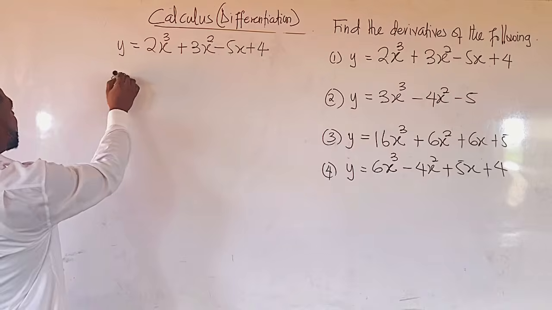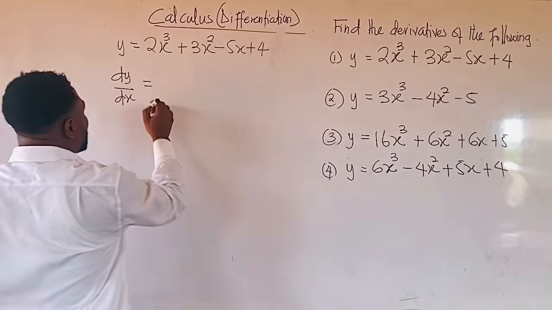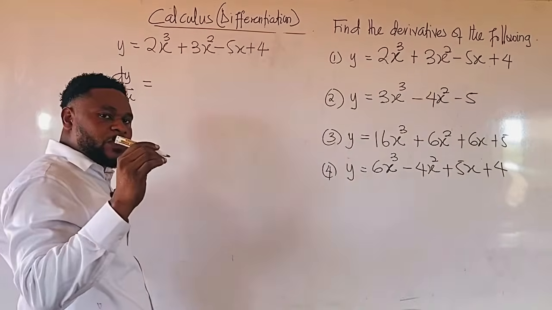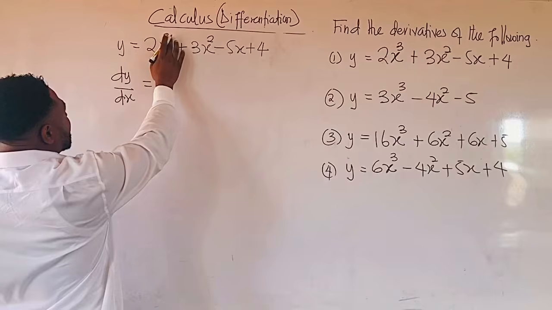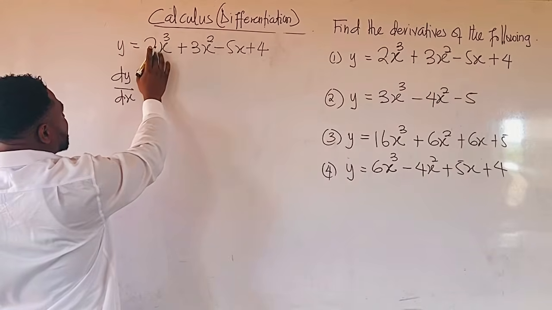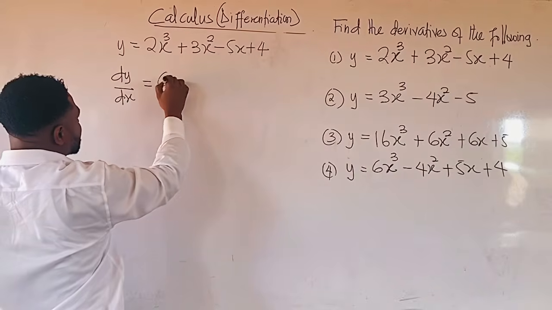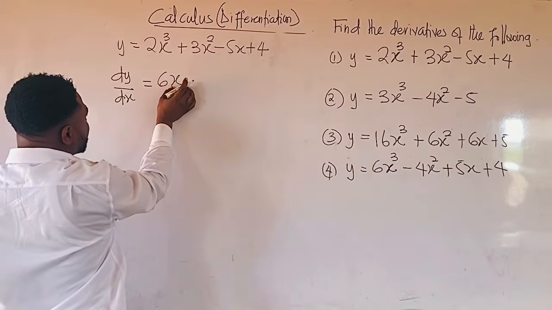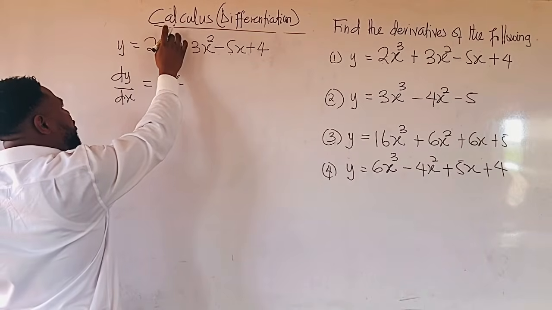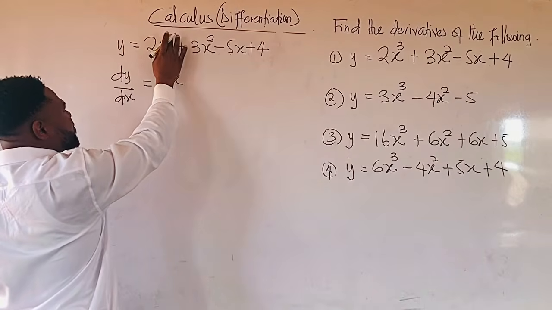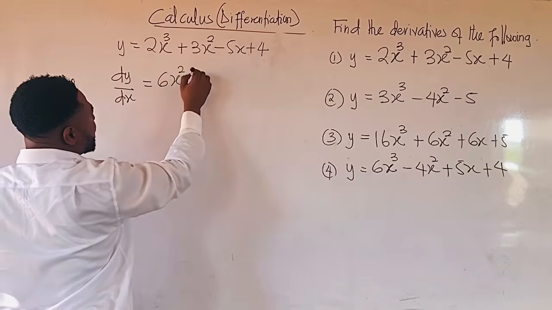So in doing so, we can say that dy over dx will be equal to, now from the principle that we studied, the exponent of x, which is 3, will multiply the coefficient of x, which is 2. So 3 times 2 will give us 6. We bring our variable, which is the x. Now, we minus 1 from the exponent of x, and the exponent of x is 3. So 3 minus 1 will give us 2.